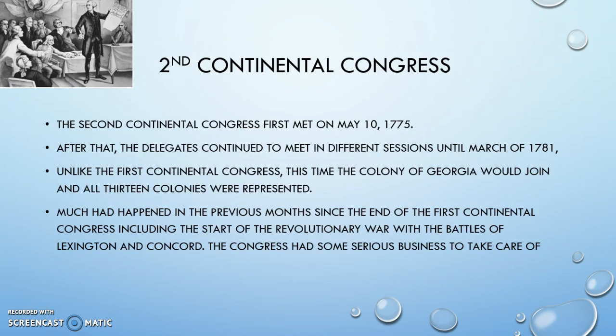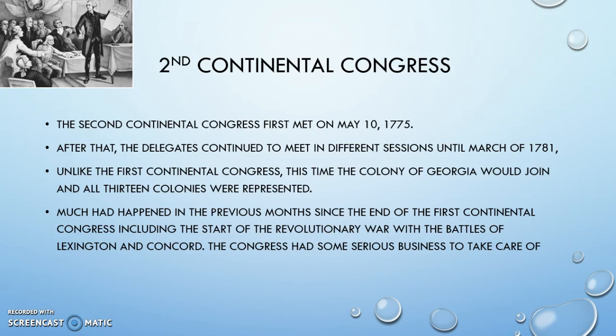Now, you have a First Continental Congress, you have a second one. The second one met on May 10th, 1775. After that, the delegates continued to meet in different sessions until March of 1781. Now, unlike the First Continental Congress, this time the colony of Georgia decided to show up and all 13 colonies were represented. They were struggling the first time and they finally got their life together.